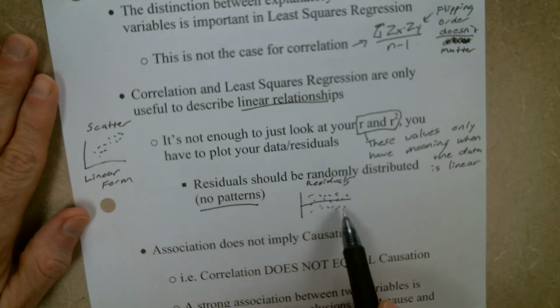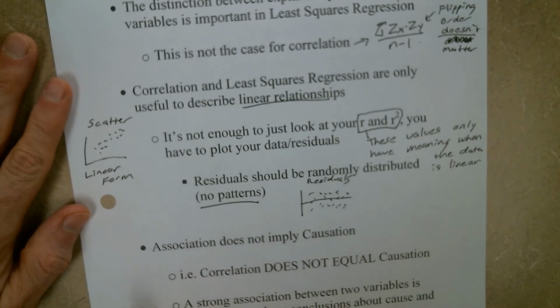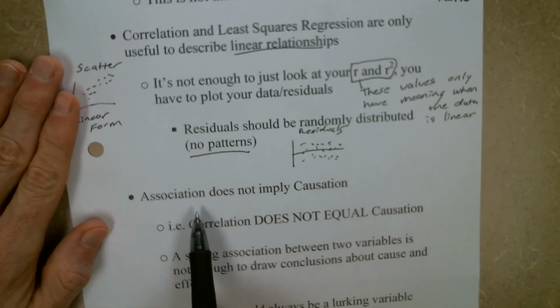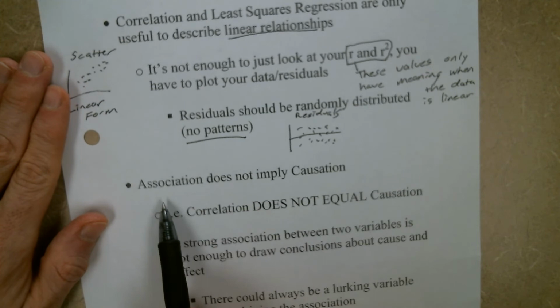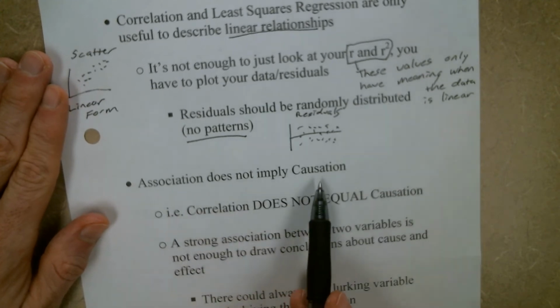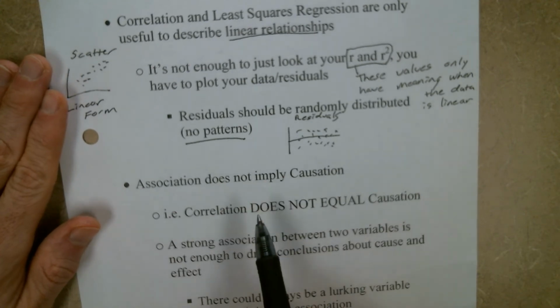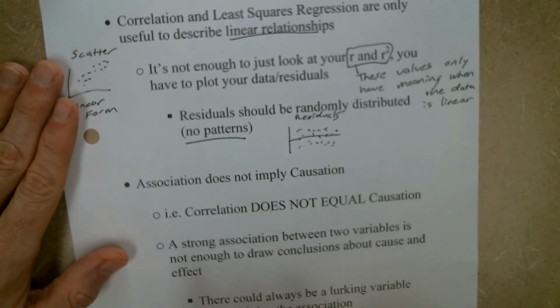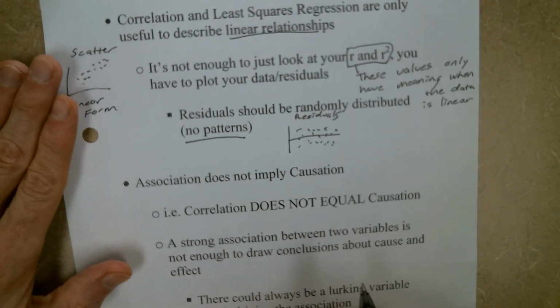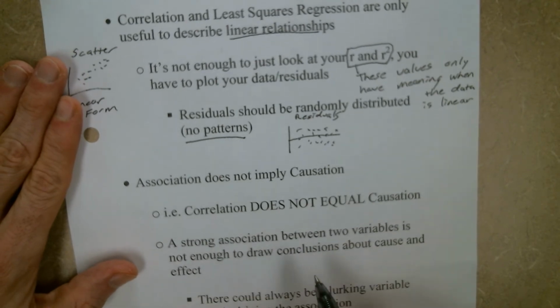With the residuals, you're looking for no pattern. All right. Next thing, association does not imply causation. So we've got all these regression models. They give us predictions, but just because two variables are correlated does not mean that they cause one another.